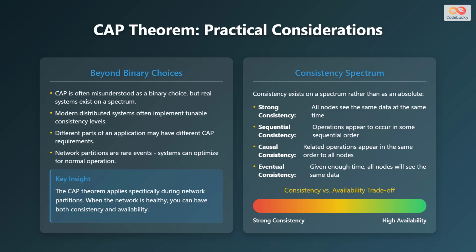The CAP theorem applies specifically during network partitions. When the network is healthy, you can have both consistency and availability. Consistency exists on a spectrum rather than as an absolute. From strongest to weakest: strong consistency, sequential consistency, causal consistency, and eventual consistency.